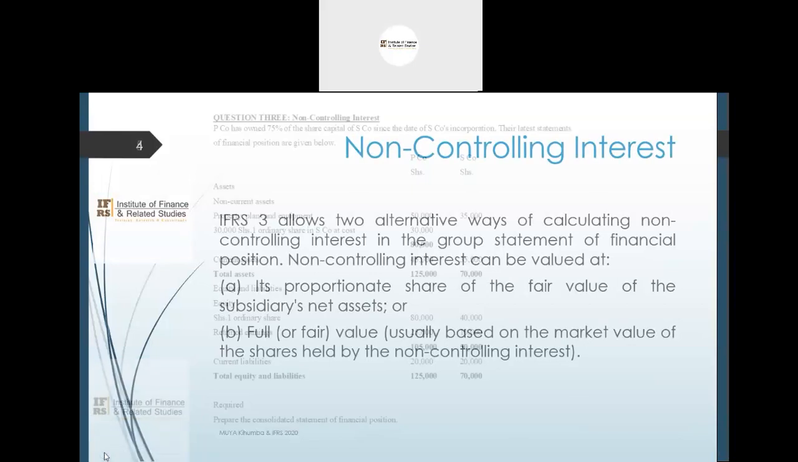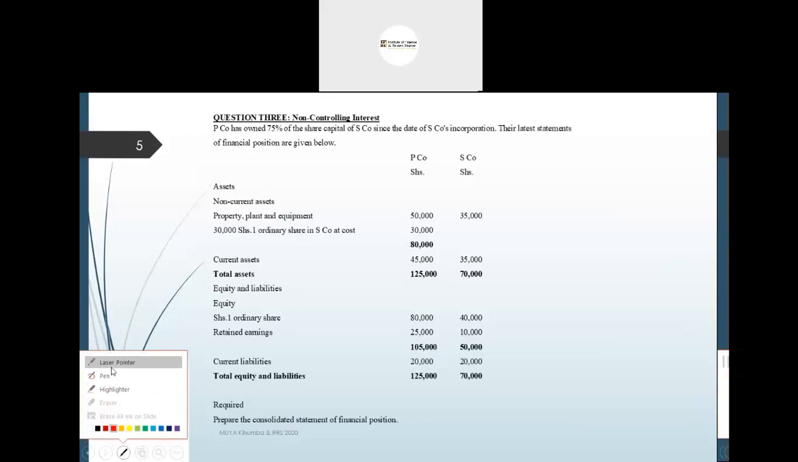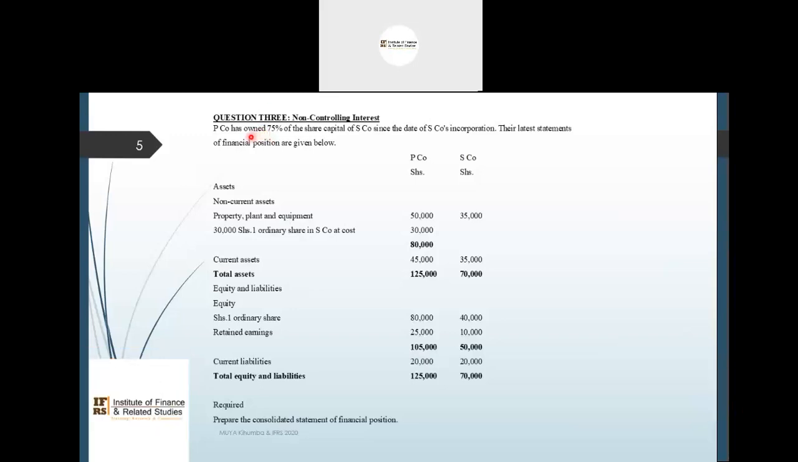The following illustration shows non-controlling interest calculated at its proportionate share of the subsidiary's net assets, the first option. Take a minute and go over the question. Now, you notice that we are told the parent owns 75% of the share capital of the subsidiary. That would mean that 25% is owned by the non-controlling interests. You actually don't have to be told this.